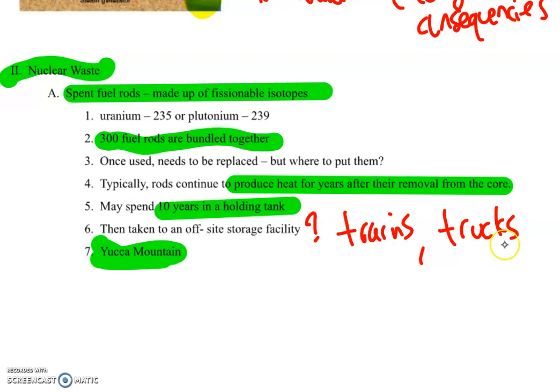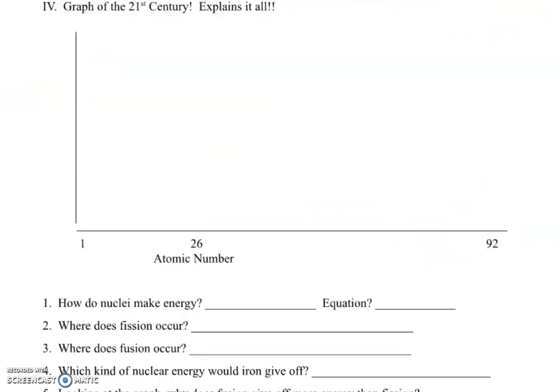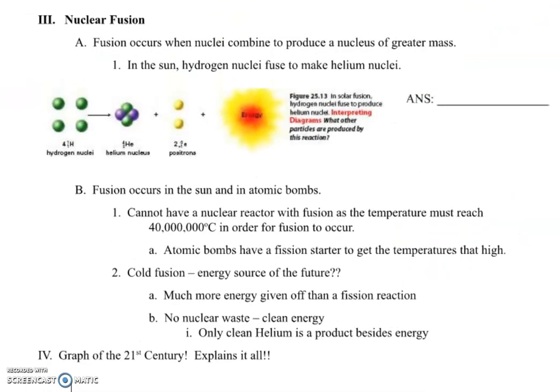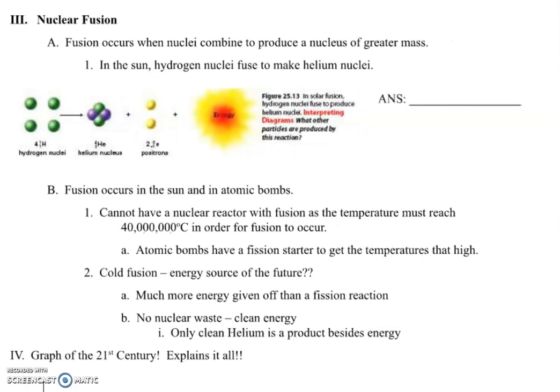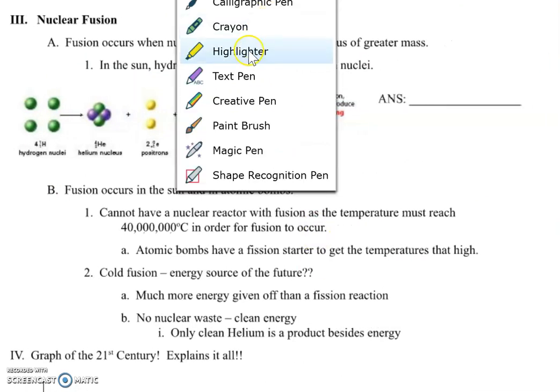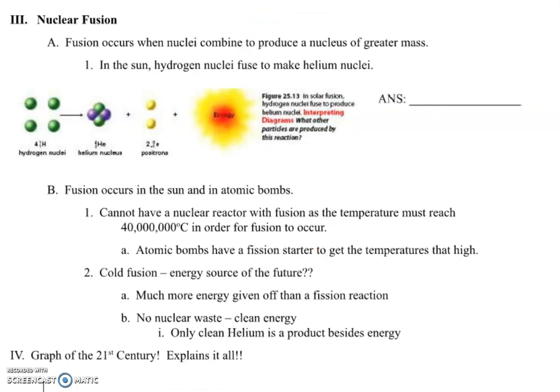Okay, and let's go to the last page of our notes. So now we've talked about fission. Let's talk about fusion. So nuclear fusion is what actually is happening in the core of stars. So if you've taken astronomy, you'll know all about this. So fusion occurs when nuclei combine to produce a nucleus of greater mass. So for example, in the sun, hydrogen nuclei fuse to make helium nuclei. Let's look at this picture. So here we have 4 hydrogen nuclei, and we get 1 helium nucleus plus 2 positrons and energy in the form of heat and light.